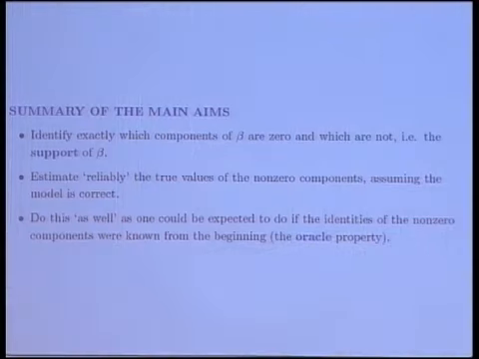So what are the main aims of the technique? We want to identify exactly which components of beta are zero and which are not. The ones that are not are called the supports of beta. And then once we've decided that, we want to know what the actual values of the non-zero elements of beta are. So we want to find the ones that are zero and estimate accurately the ones that are not zero. And we'd like to do it as well as we'd be expected to do if we were told beforehand exactly which of them were zero and which were not zero. And this is called the oracle property.